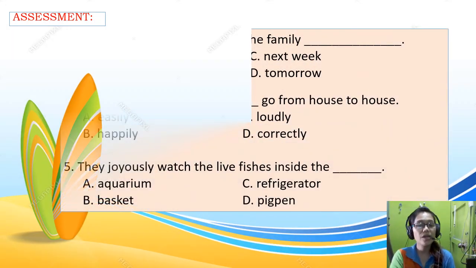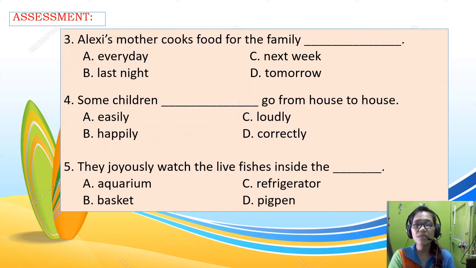Next, number 3. Alexis' mother cooks food for the family blank. A. Every day. B. Last night. C. Next week. Or D. Tomorrow. Again, A. Every day. B. Last night. C. Next week. Or D. Tomorrow. What's your answer? Letter A. Correct. Every day.